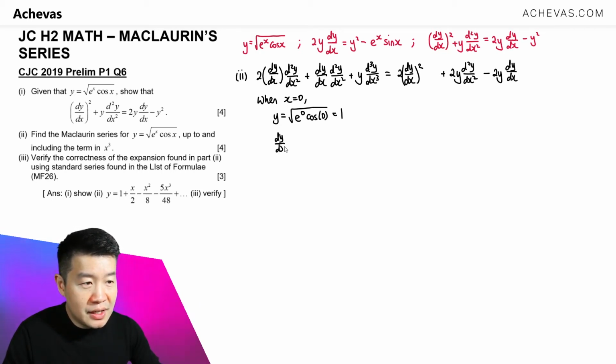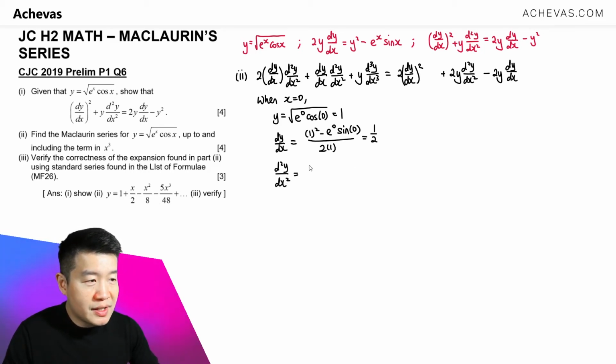As for dy/dx, it is going to be y squared, which is going to be 1 squared, minus e to the power of 0, sine x, which is 0, so this is going to become 0, divided by 2y, y is 1, so this is equal to 1 over 2. And d²y/dx², making d²y/dx² the subject, it is going to be 2y, 1, times dy/dx, half, minus y squared, minus away half squared, divided by y, so divided by 1. And this is equal to minus 1 quarter.